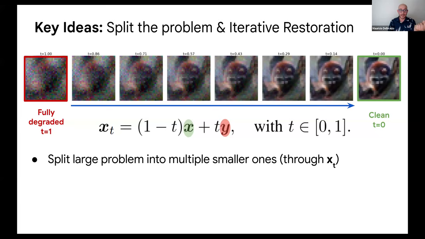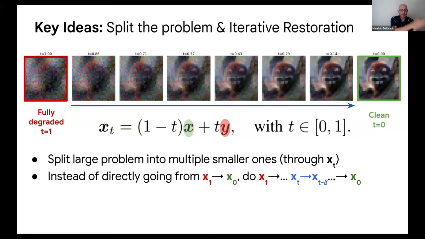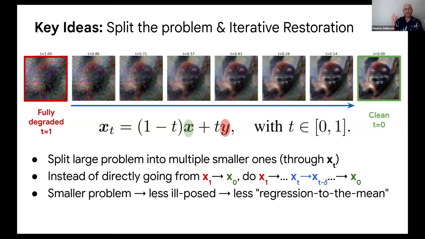This T parameter controls where we are. If T equals 1, then we are in the fully degraded scenario, the input image. And if T equals 0, we are on the high quality target. So the goal is to go from X1 to X0 through these intermediate steps. And the idea is exactly that, right? So instead of going in one step, we're going to try to move little by little. And the key intuition here is that the smaller the problem, improving the image a little bit, is a less ill-posed problem, so we will suffer less from this regression to the mean issue. Okay, so this is the key motivation and the key formulation of the problem.